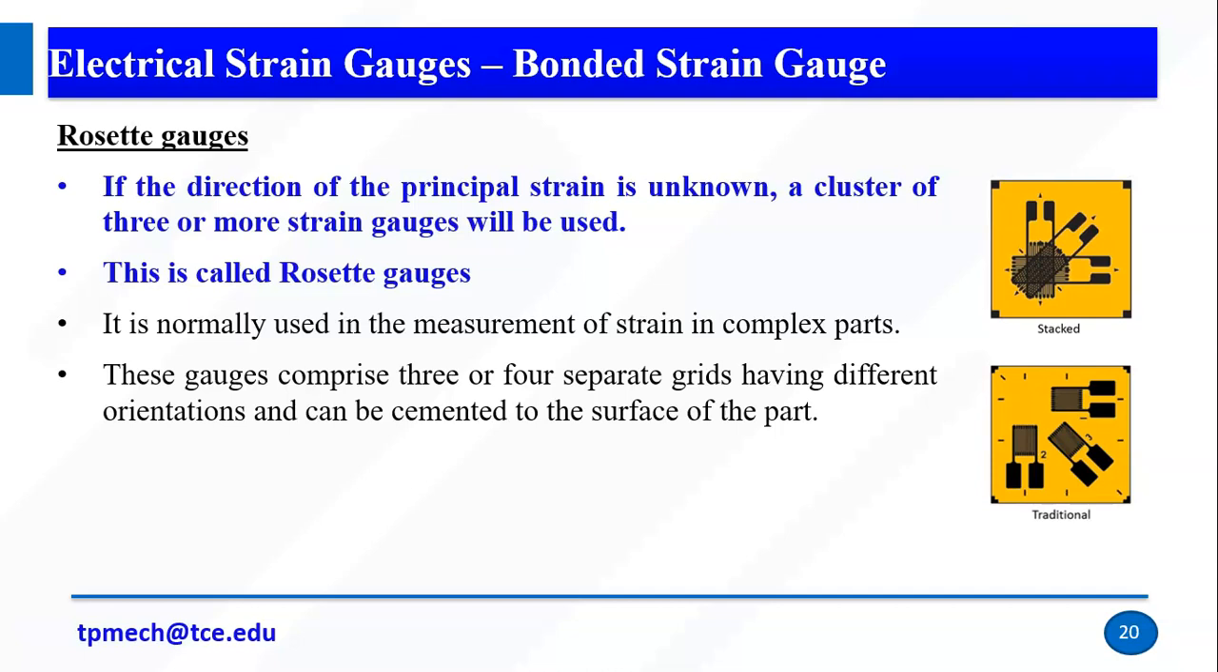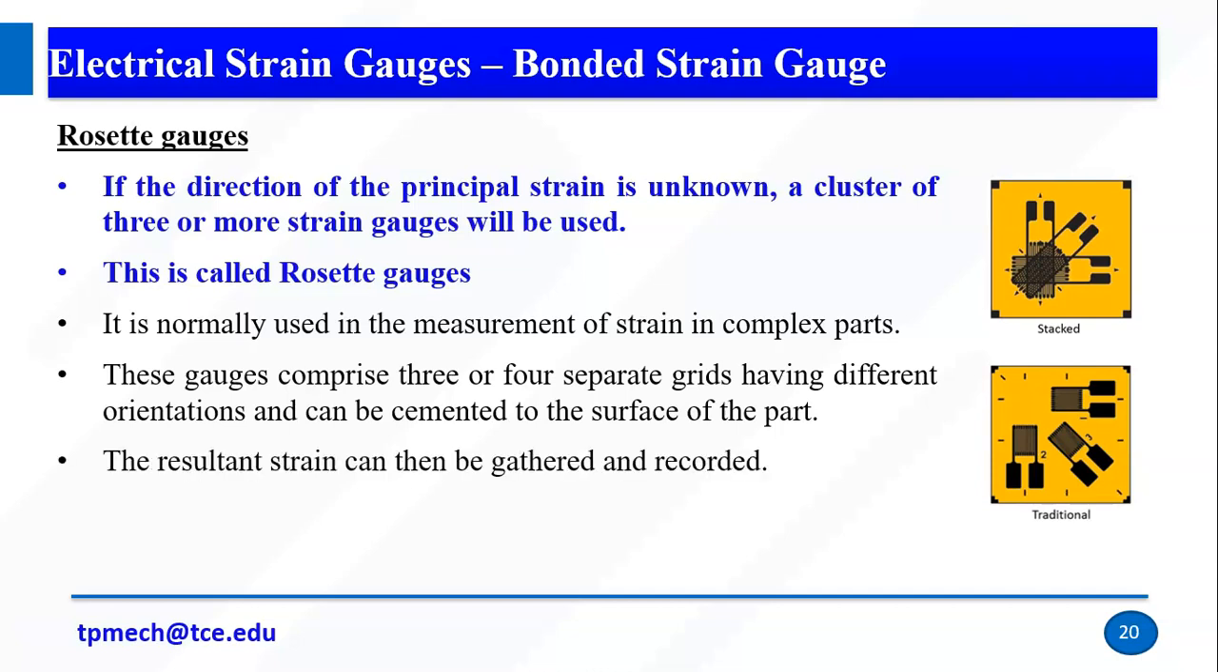These gauges comprise 3 or 4 separate grids having different orientation. This is very important. It has a different orientation, and the orientation can be matched to the surface of the part. On the surface we are going to measure, we will paste the gauge with different orientations.